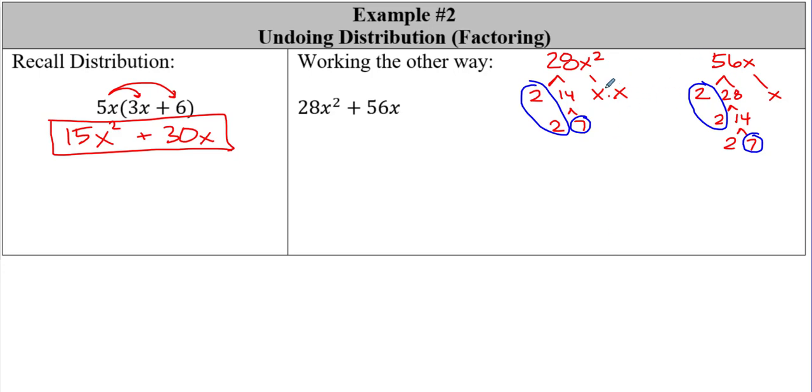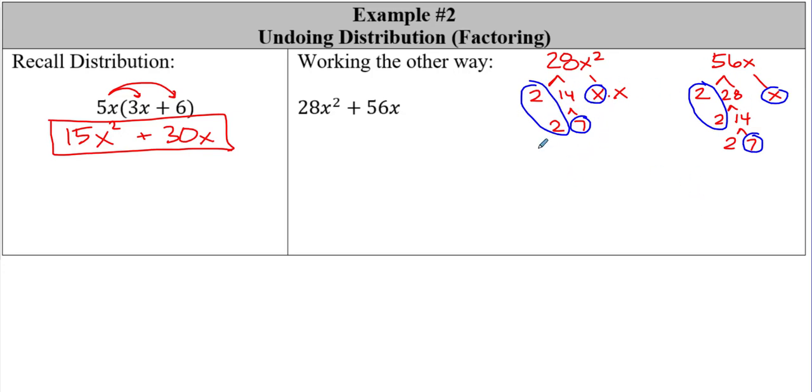What about our variables? Well, I got an x here, and I got an x here. Okay, so I got an extra x. Do I have an extra x over here? I do not. I have this 2. Do I have another 2 that I can match it up to? I do not. So we've taken the greatest amount that we can from both of these.